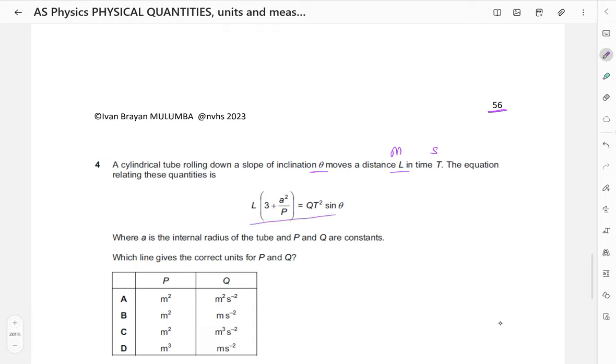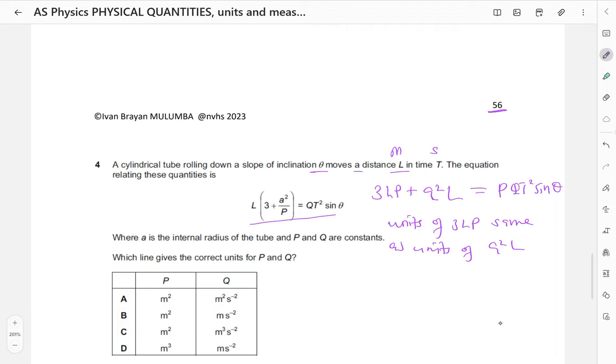So we have already done this equation. So if I manipulate this again, I'll have 3 times Lp plus a squared on the left-hand side times L. I brought L into the brackets. I multiplied by p. Then I take a p the other side. So it becomes p times q times t squared sine theta. So we only add quantities with the same units. That means the units of 3Lp are the same as the units of a squared times L.